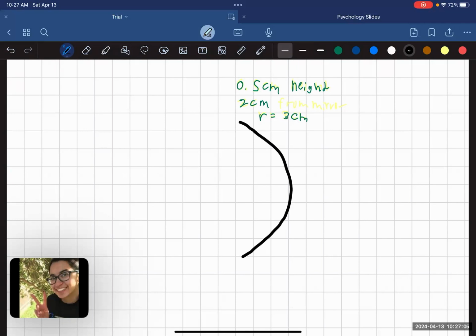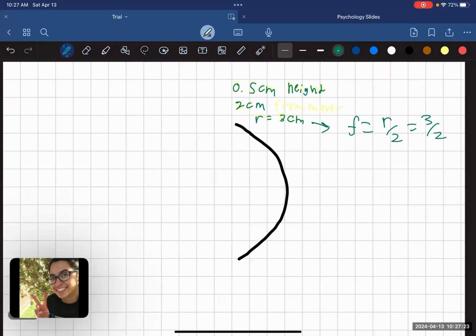And then we know our R is 3 centimeters, and we can find our focal point by doing: focal point is equal to R over 2, which is equal to 3 over 2, which I believe is 1.5 centimeters.